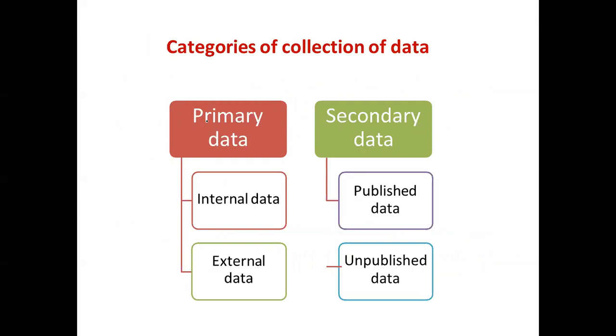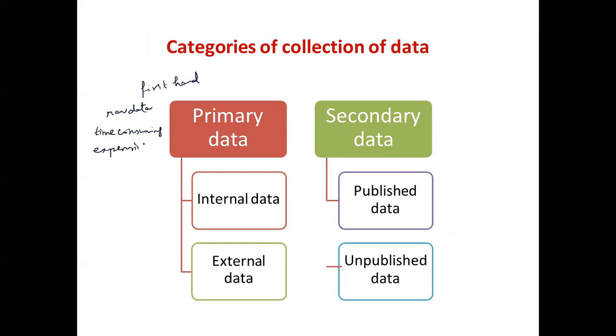What is the primary data? Primary data is the data which is collected as first-hand information. It is the raw data which is collected for the first time. Actually, the process of collection of primary data is time consuming and it is also more costly and expensive in nature.